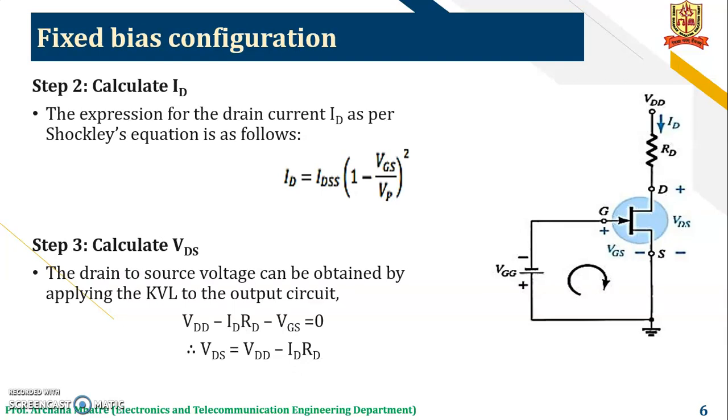Step 2 is to calculate the drain current ID. The expression for the drain current ID as per Shockley's equation is as follows. ID is equal to IDSS into bracket 1 minus VGS divided by VP, the bracket square. Third step is to calculate VDS. The drain to source voltage can be obtained by applying the KVL to the output circuit. That is VDD minus IDRD minus VDS is equal to 0. So therefore we'll get VDS is equal to VDD minus IDRD.